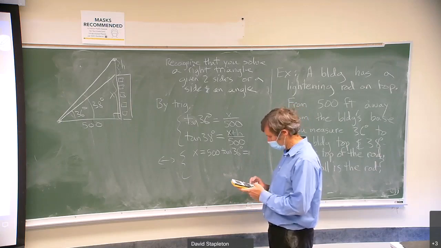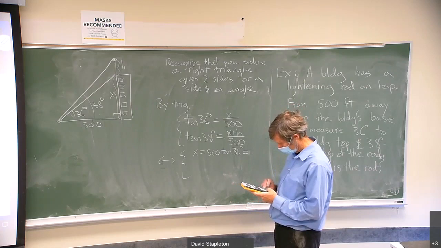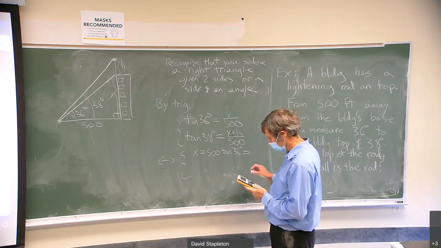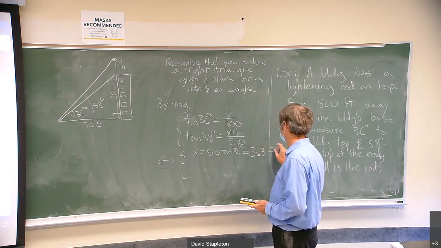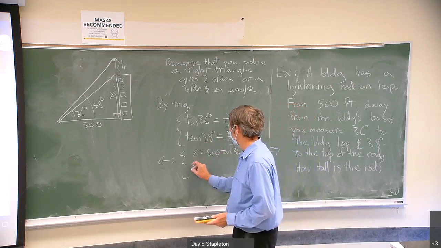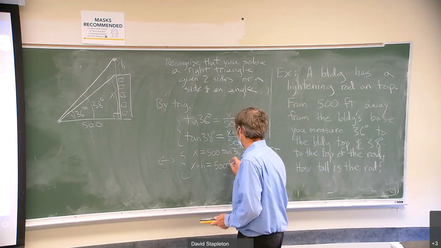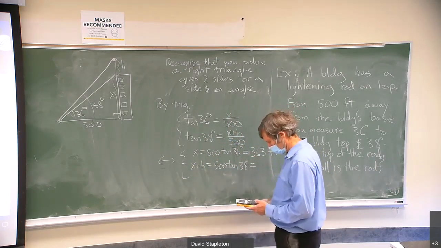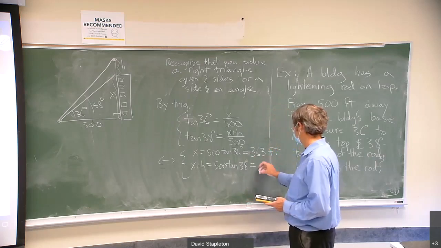All right, so I'm going to take 500 tangent 36, and I get to the nearest foot 363. Then this one I'll multiply through by 500, and I get x plus h is equal to 500 tangent 38. This one comes out to be 391 feet.